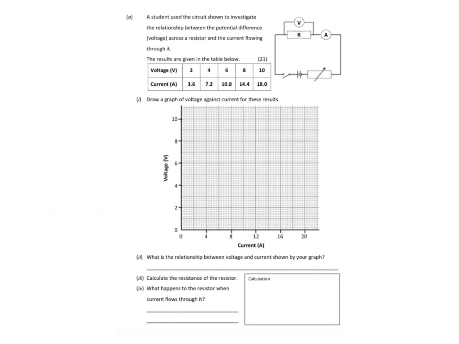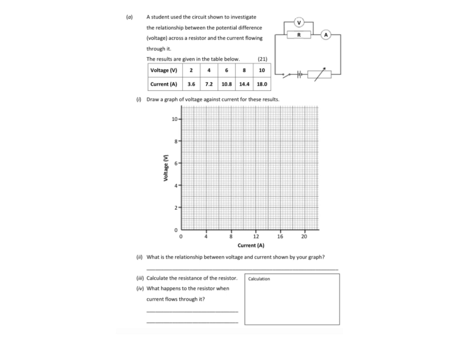So here's another exam question which has come up before. It was quite a long one and involved a graph, which we're going to have a look at now. It says here, a student used the circuit shown to investigate the relationship between potential difference across a resistor and the current flowing through it. The results are given in the table below. So we have our values for our voltage and we have the values for our current. Draw a graph of voltage against current for these results. I'm going to draw this, showing you how to plot it. I don't have a ruler that I can use right now, but you will use a ruler to join all your points together because it has to be a straight line.